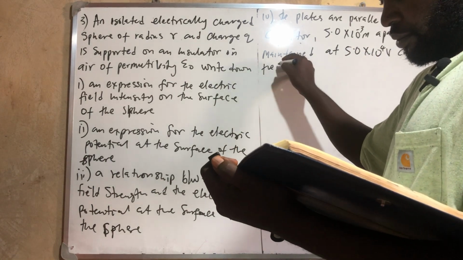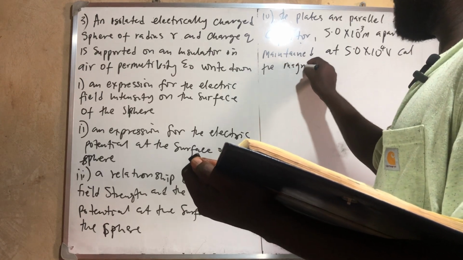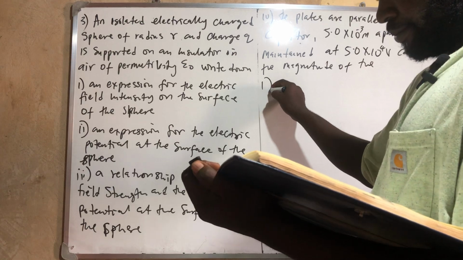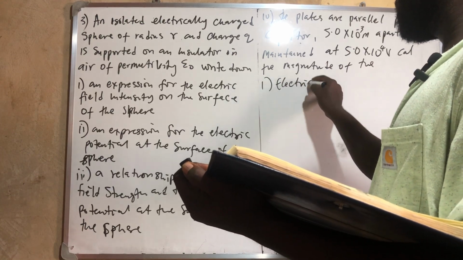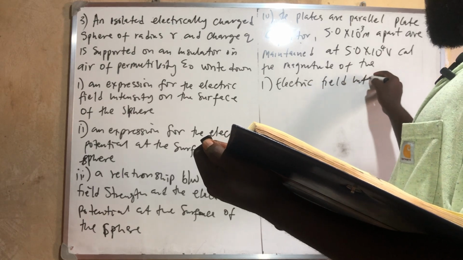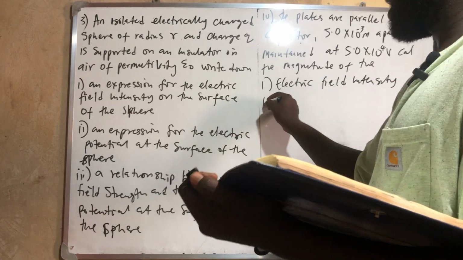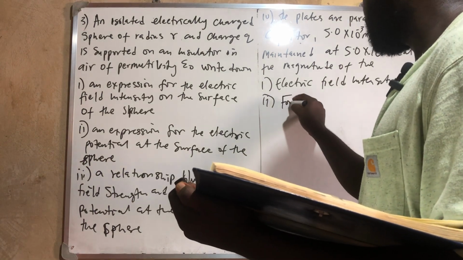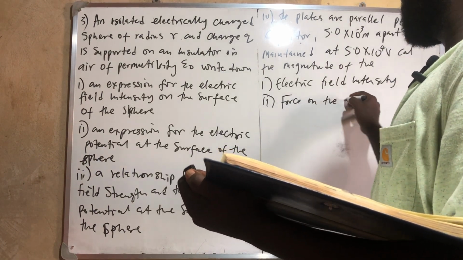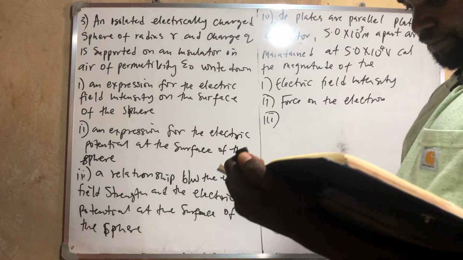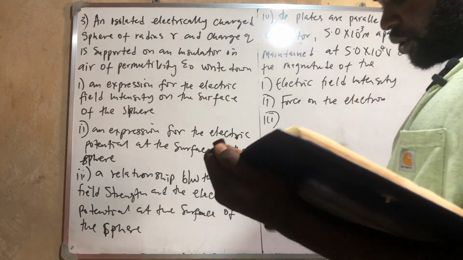Calculate the magnitude of I, the electric field intensity, II, the force on the electron, III, acceleration on the electron.